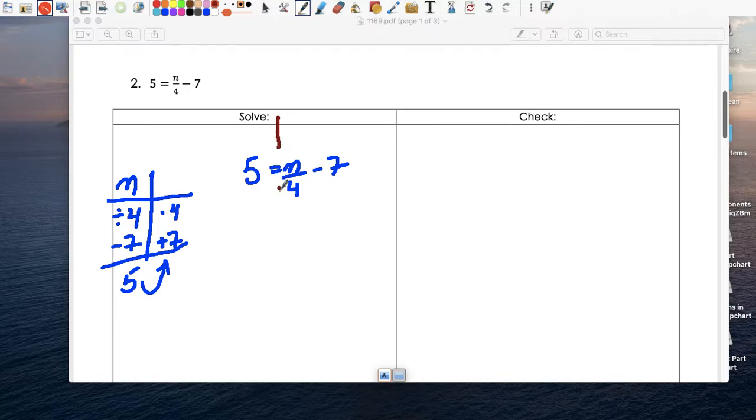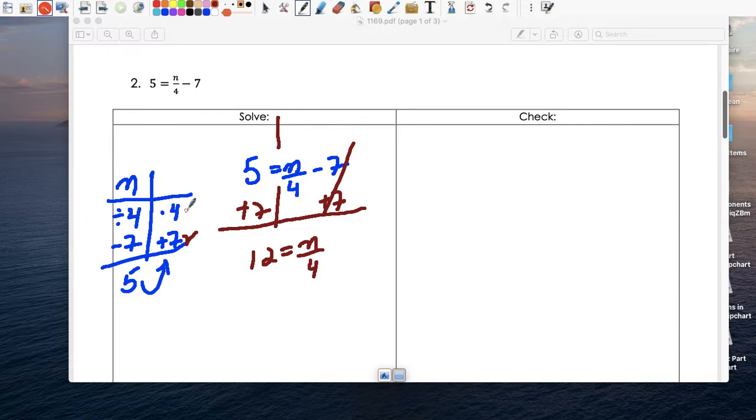Minus 7. Here's that river, that wall. Let's get rid of that constant, right? This needs 7, so plus 7 on both sides. That goes away. I'm left with n over 4, or n divided by 4. 5 plus 7 is 12, so that's done.